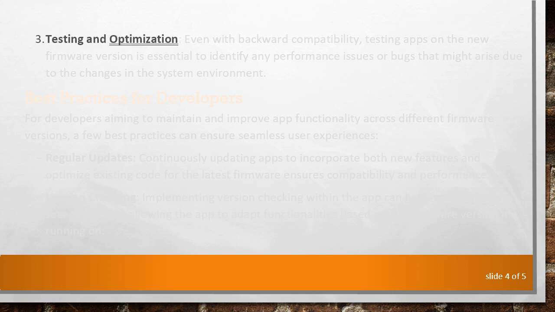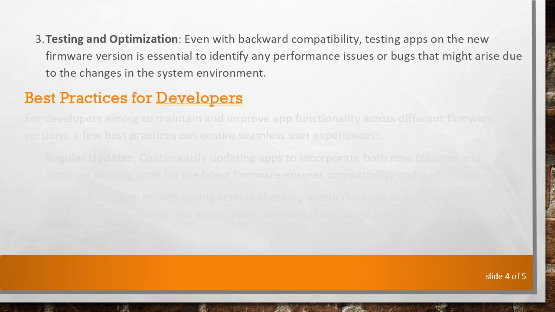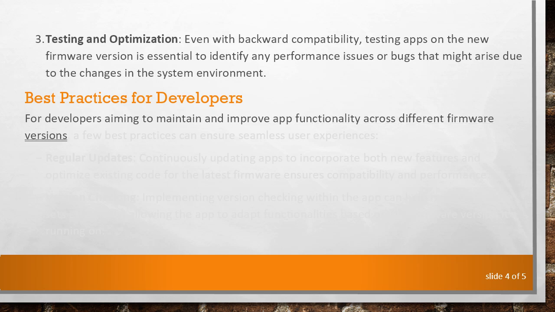Testing and optimization. Even with backward compatibility, testing apps on the new firmware version is essential to identify any performance issues or bugs that might arise due to the changes in the system environment. Best practices for developers. For developers aiming to maintain and improve app functionality across different firmware versions, a few best practices can ensure seamless user experiences.